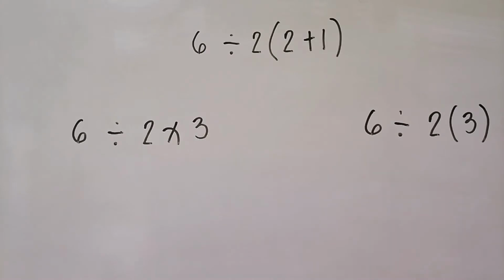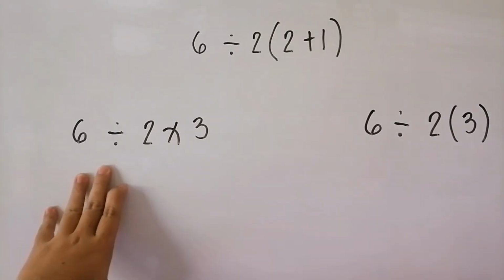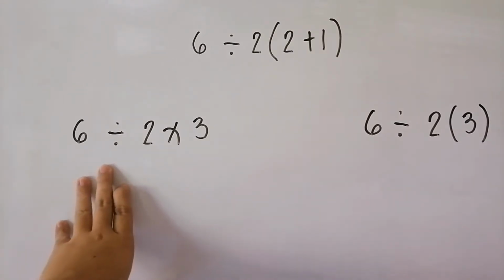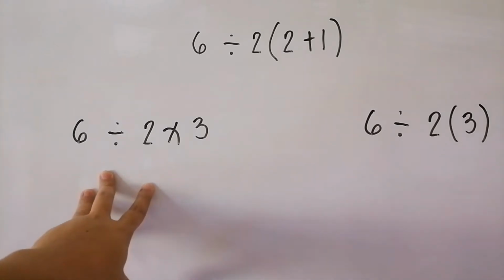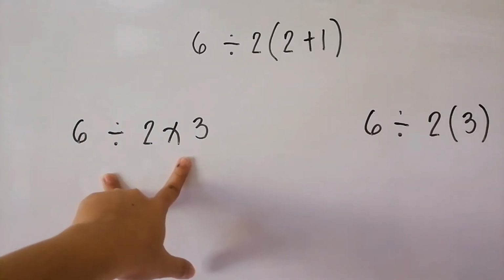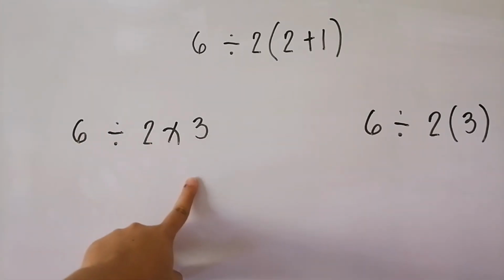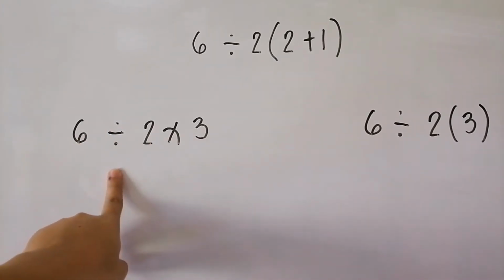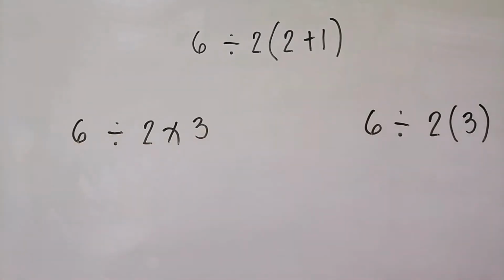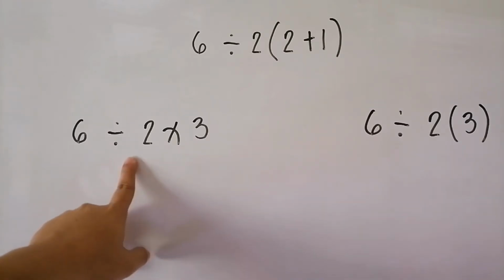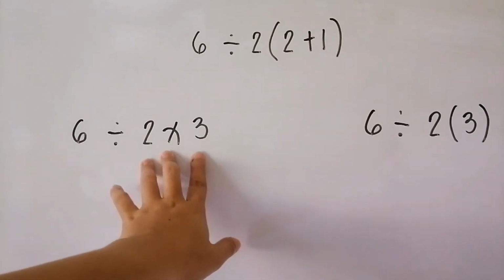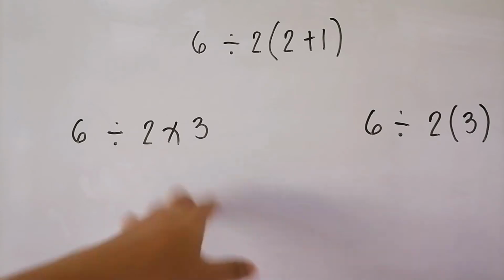In the first, in the order of operations in mathematics, multiplication and division have the same rank, which means they should be operated from left to right. If division comes first, you start with division. If multiplication comes first, you start with multiplication. Since division comes first, we operate division first, then the multiplication.